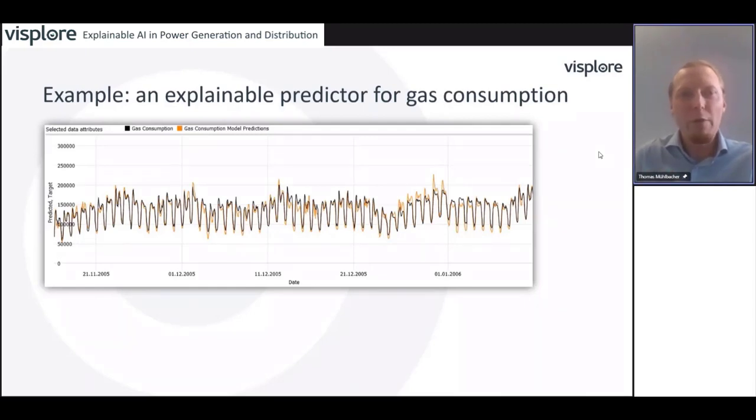Now, consider a more realistic example from the energy sector. Here we have a prediction of the natural gas consumption in a city as a time series in orange, and the measured gas consumption in black. If you only have the prediction like this, it's a black box. But with explainable AI, you can actually understand how the model works. Here, the prediction model is actually a four-dimensional regression model with 4 inputs. But how can we make this transparent? How can we visualize a four-dimensional model?